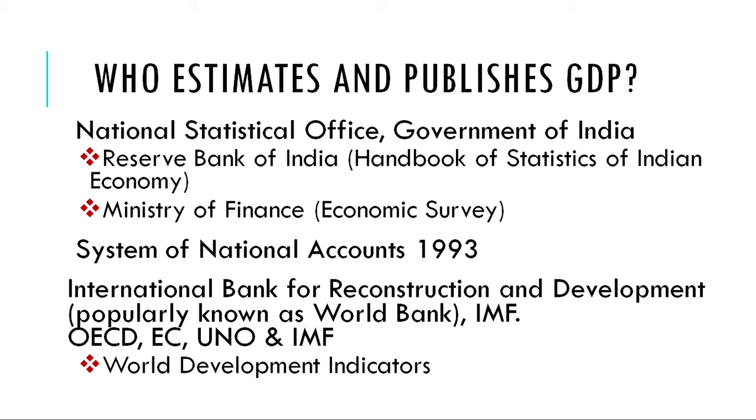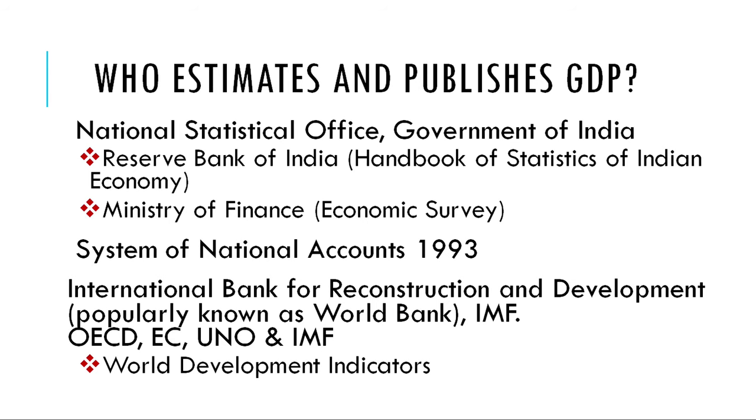For that purpose, many international organizations, for example, the World Bank, IMF, OECD, European Commission, United Nations, International Monetary Fund, all these organizations are coming together. They evolve a system of how to estimate GDP. What are the aspects you have to include? What are the aspects you are not going to include? So they come out with guidelines. Those guidelines are called the System of National Accounts, System of National Accounts 1993. So these guidelines are used by all countries to estimate the GDP.